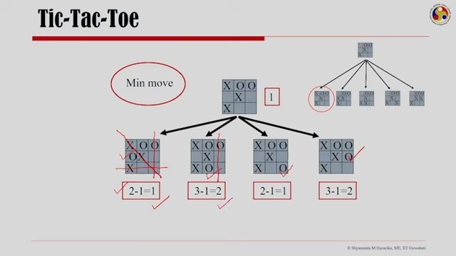So, continuing in similar way, I have 2 directions open for Max and only a single direction open for Min. So, that evaluates to 1. Here I have 3 directions open for Max, 1, 2 and 3, whereas I have only a single direction open for Min. So, it evaluates to 2. So, these are the evaluation functions.